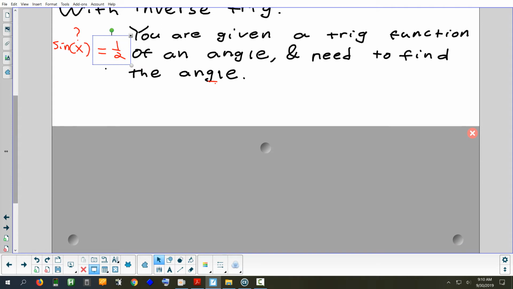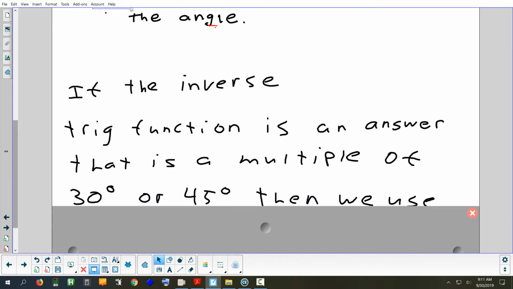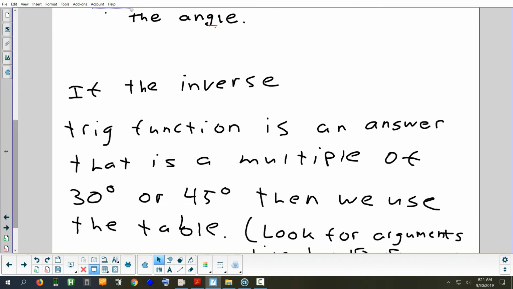Now, this table, obviously, I can't print out something that has every single inverse trig problem in the world, because there's an infinite amount of problems. But where this table will help you is if the answer to your problem is a multiple of 30 or 45. So this chart summarizes everything we did last week without the calculator. I know we did some stuff with the calculator too, but this summarizes everything we did without the calculator.